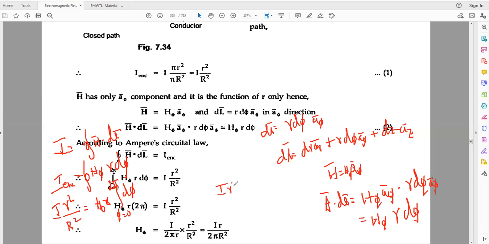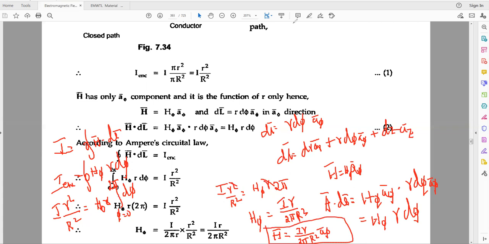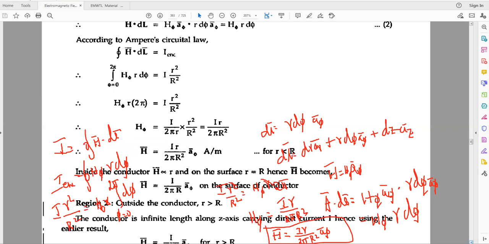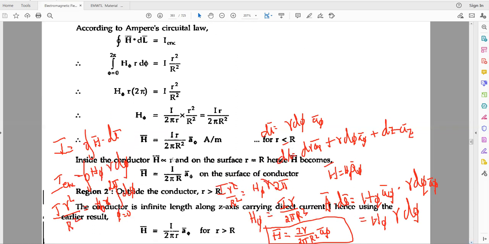So I into r square by capital R square is equal to H phi r, applying the integral of d phi, which gives phi, with upper limit 2 pi, so we get 2 pi here. Got it, my students? Here the square term is there, and one r gets cancelled. So we find H phi is equal to I r by 2 pi R square. Then H bar is equal to H phi, that is I r by 2 pi R square, into A phi bar. H bar is in terms of small r and capital R square, along A phi bar, in ampere per meter.